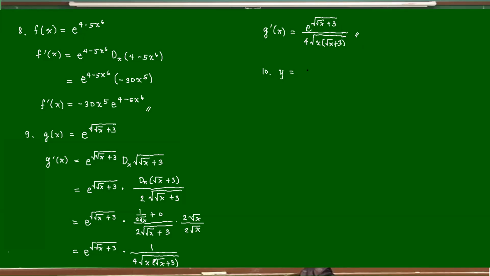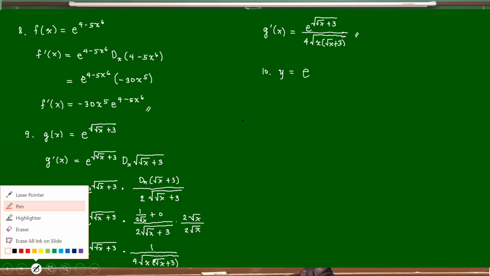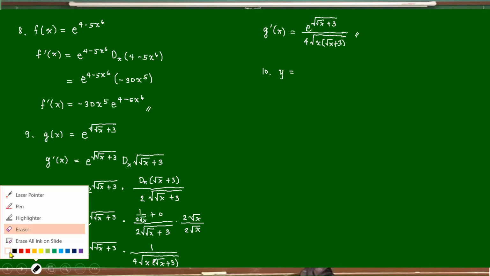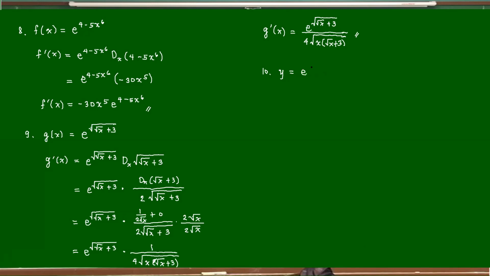What about if we have y is equal to e raised to 1 over cotangent x. The exponent of e is 1 over cotangent x. So our u here is 1 over cotangent x. Okay?